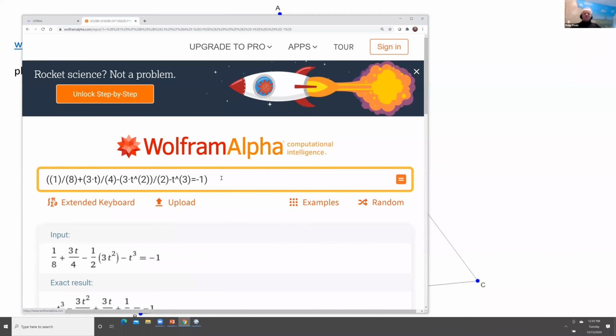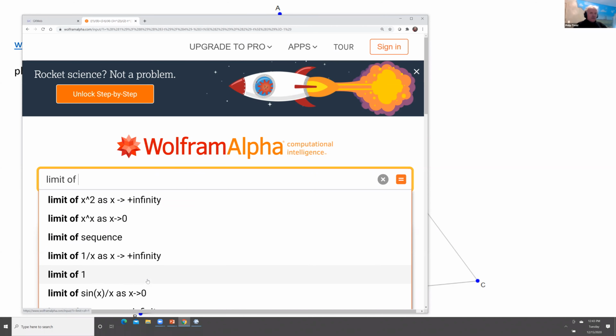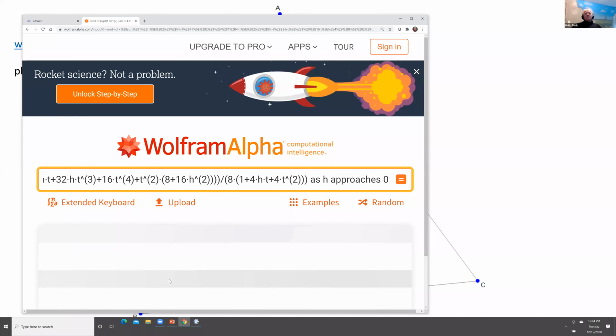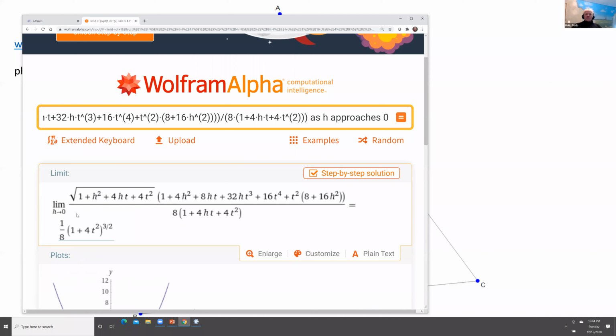The nice thing with WolframAlpha is you don't really need to remember what the command is for something. Just type it in: limit of, as h, I don't know, approaches 0. And it'll think about it a bit, but it's interpreted it correctly and it's giving me an answer.